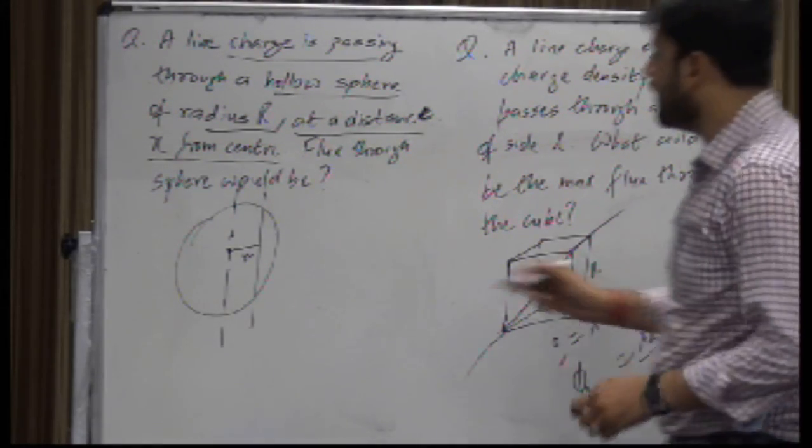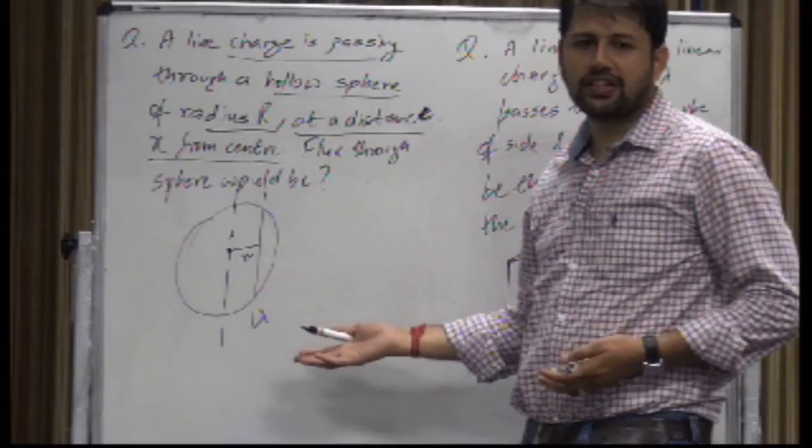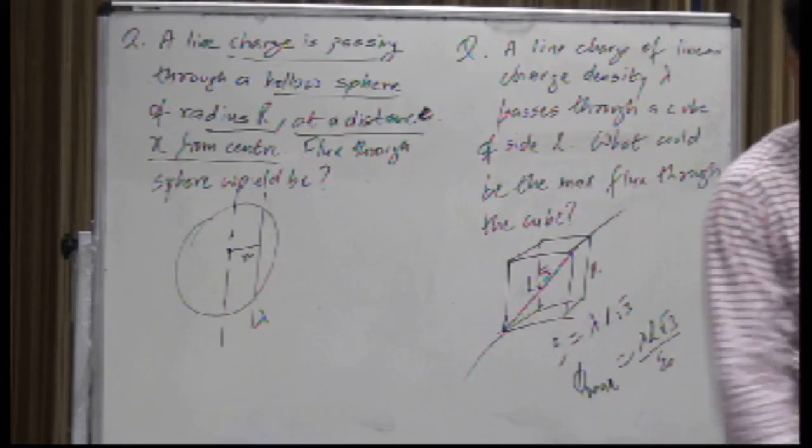Acha, I forgot to tell you the charge density is lambda, linear charge density. ये तो it was obvious, right?